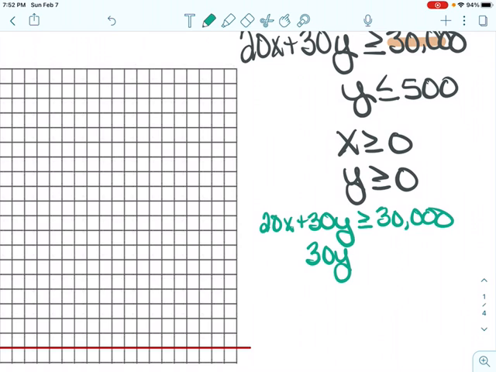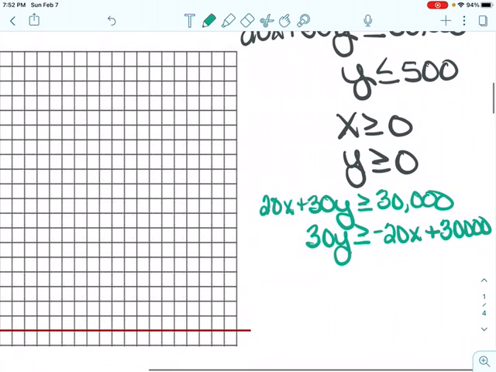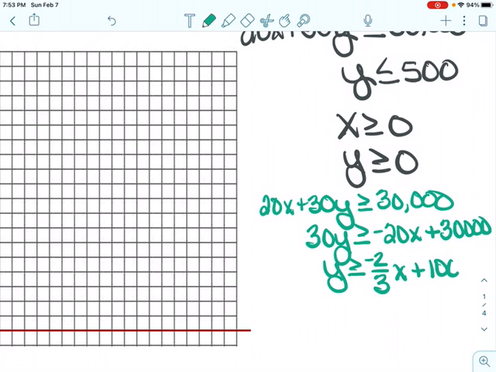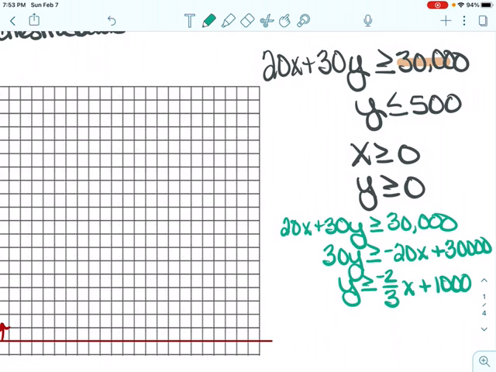So 30y is greater than or equal to negative 20x plus 30,000. Okay, divide by 30. So that's going to be negative 2/3 x plus, 30,000 divided by 30. Okay, that's 1,000. All right, so that's going to help me decide the scale on my axes here. And then my other one is y is less than or equal to 500.